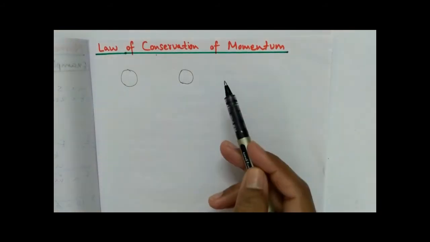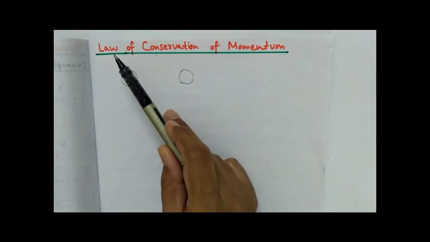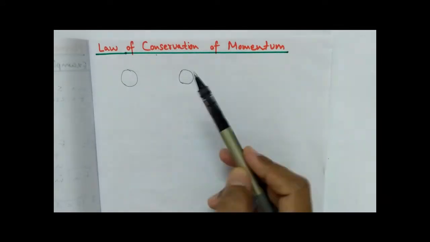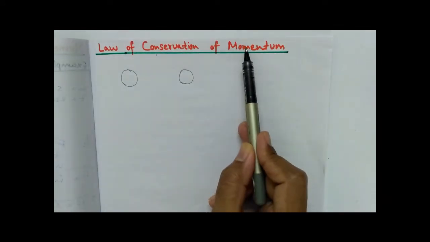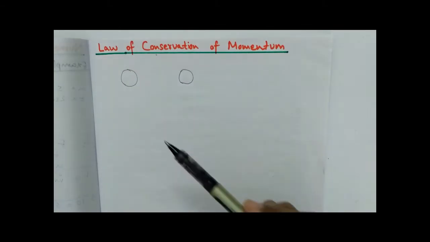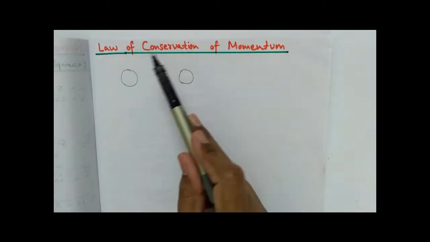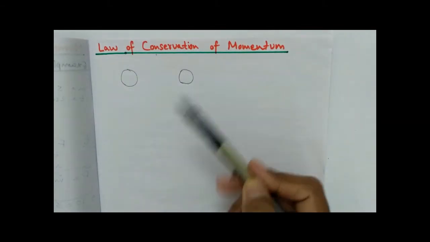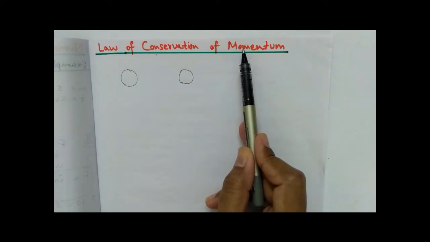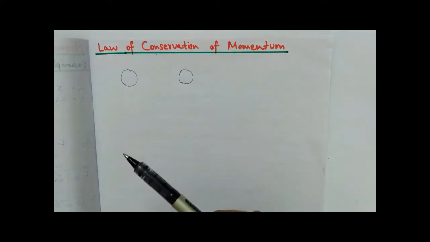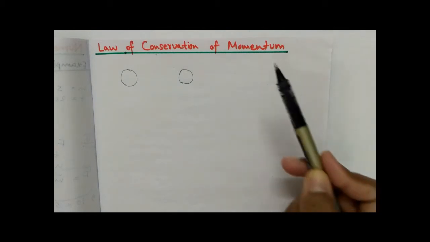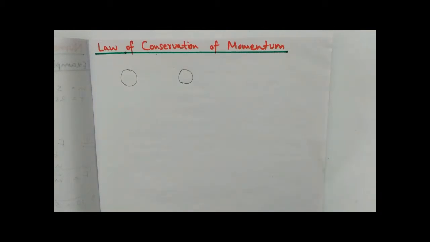As the name itself suggests, it is a law of conservation of momentum, which means momentum will get conserved, means momentum will remain unchanged. That means momentum will not change. What are the conditions where momentum gets conserved or remains unchanged?